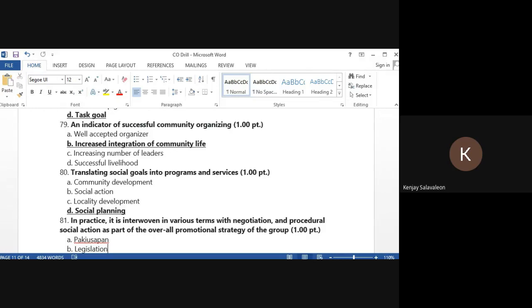Bababa yung rating because yung internship is limited yung kanilang experience in applying theories and concepts they learned in the classroom. Okay. Number 80. Translating social goals into programs and services is what approach? It is social planning. Social planning usually can be associated with a top-down approach, no? Kasi expert yung nagpaplano with the participation.